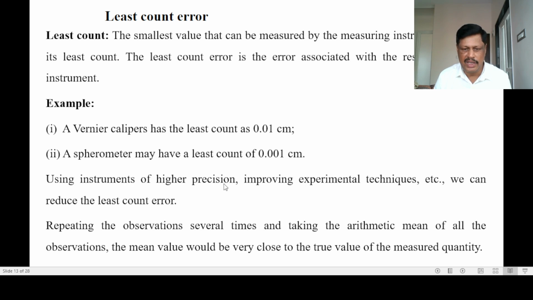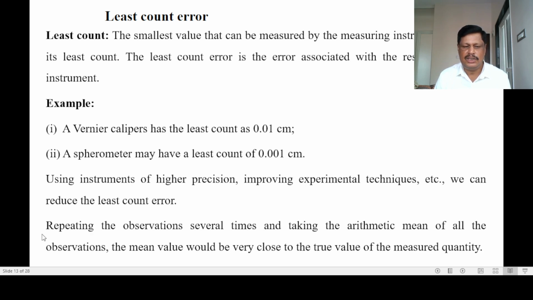Using instruments of higher precision, improving experimental techniques, etc., we can reduce the least count error. For example, instead of vernier calipers, if we use a screw gauge or a traveling microscope, we can reduce the least count error because they have high resolution. Repeating the observation several times and taking the arithmetic mean of all the observations, the mean value would be very close to the true value of the measured quantity.